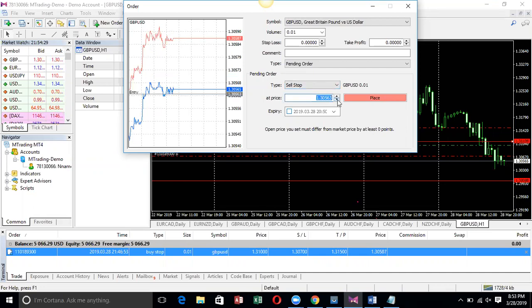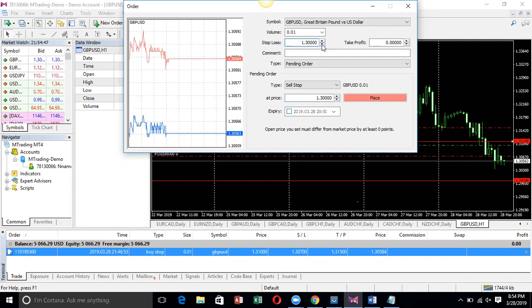So we'll put our at price 1.3000. Our take profit is 1.2950.